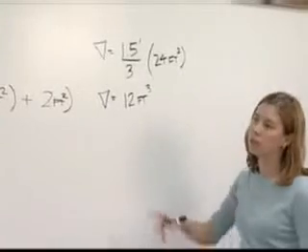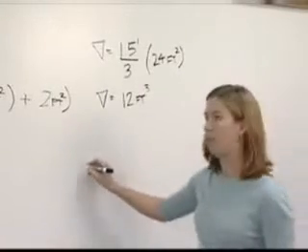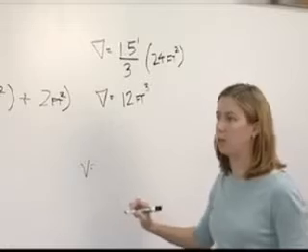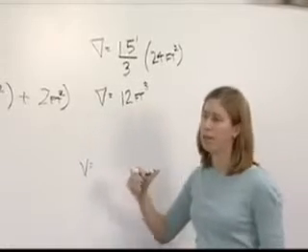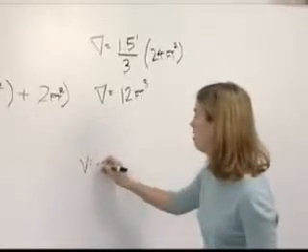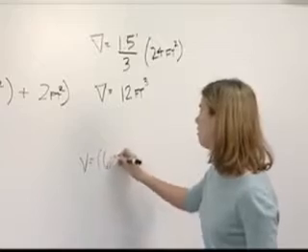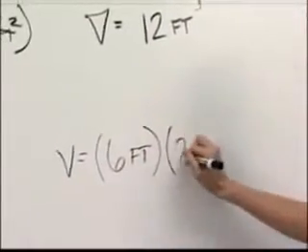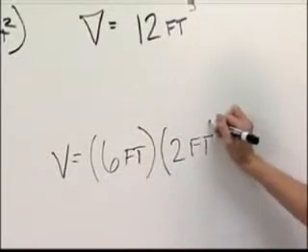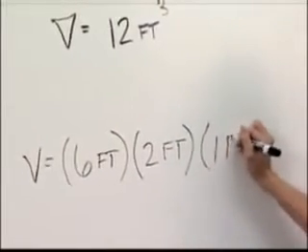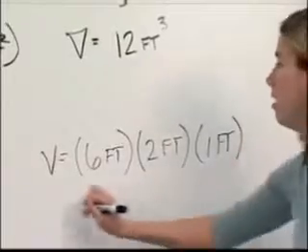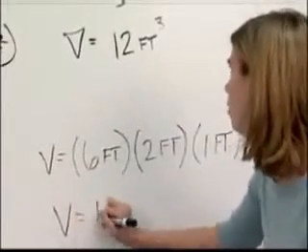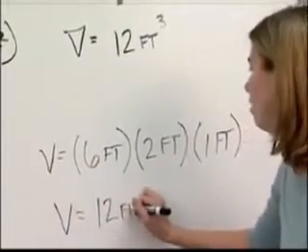As a check, we know that if you calculate the volume of a rectangular prism, it's length times width times height. So length is 6 feet. The width is 2 feet. And the height is 1 foot. You multiply that together, you get a volume of 12 cubic feet.